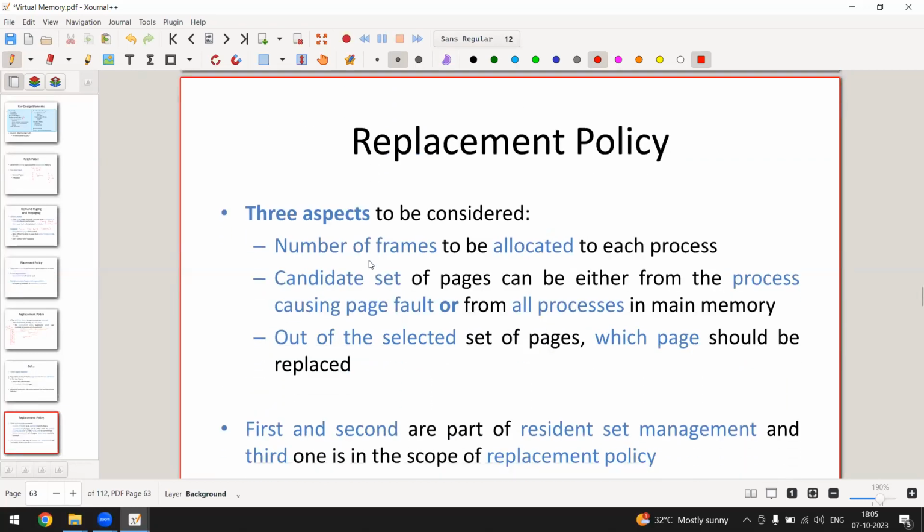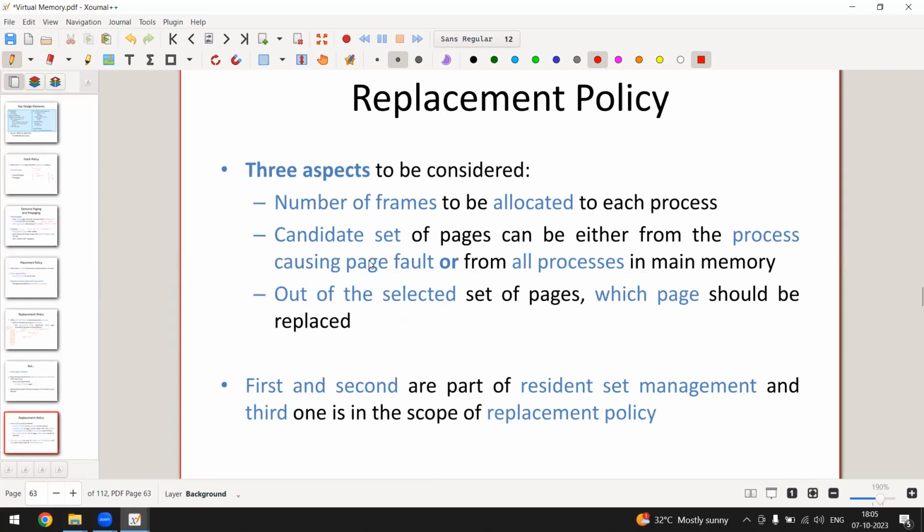So when you do the replacement, you have to consider key aspects. First, the number of frames to be allocated to each process. You should not be very partial, so try to allocate an equal number of frames to each process so that the overall scheme remains fair to all processes. Also, the candidate set of pages can be either from the process causing the page fault or from all processes in the main memory. So this is also important.